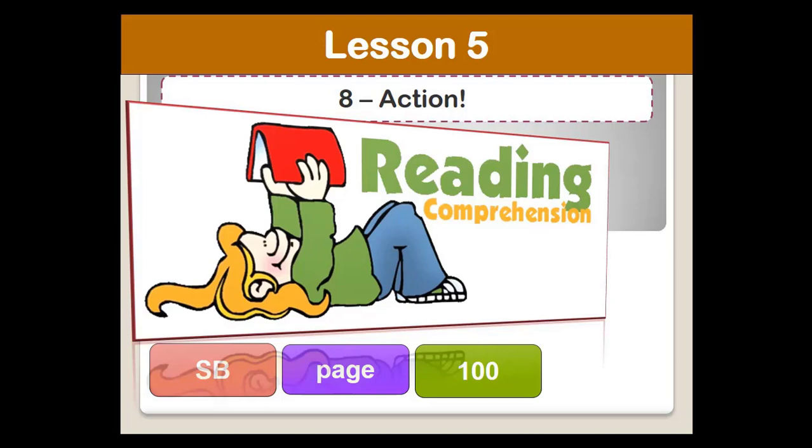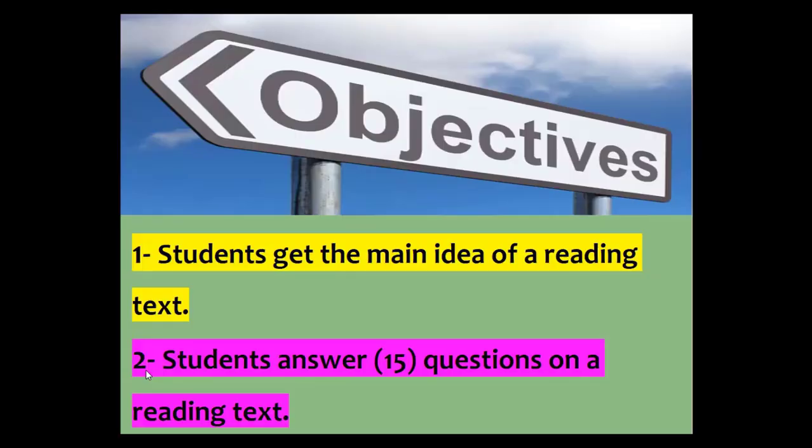In this lesson, you're going to study reading. Now my students, our lesson has two main objectives. The first one is that you are asked to read the text and get the main idea of it. You've got to skim the text for the main idea. And objective number two is to answer 15 questions on reading texts.